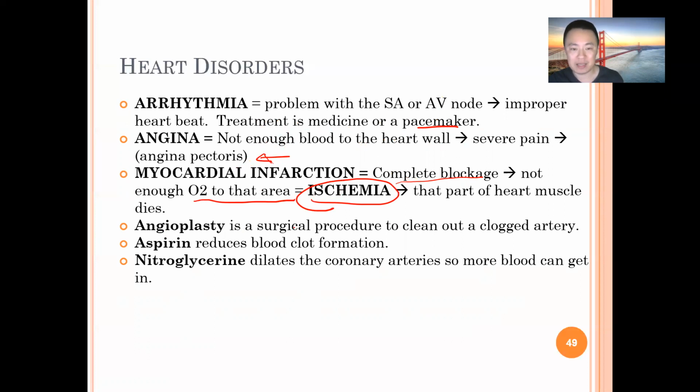Now, an angioplasty is a surgical procedure to clean out clogged arteries, and aspirin is typically prescribed to reduce blood clot formation, especially after the heart has been operated on. Because after that, there's a lot of trauma that happened in the heart, and so thrombocytes tend to like to coagulate there. So aspirin helps to reduce that. And nitroglycerin will help dilate the coronary arteries, definitely helpful in emergency situations. EMT paramedics will give patients with a heart attack nitroglycerin to help dilate their coronary arteries to buy them some time until they get to the hospital.